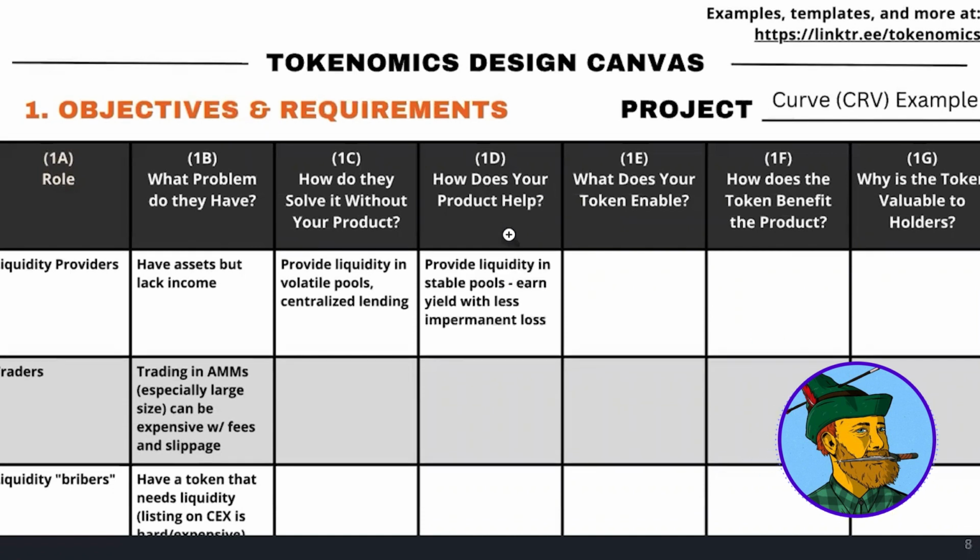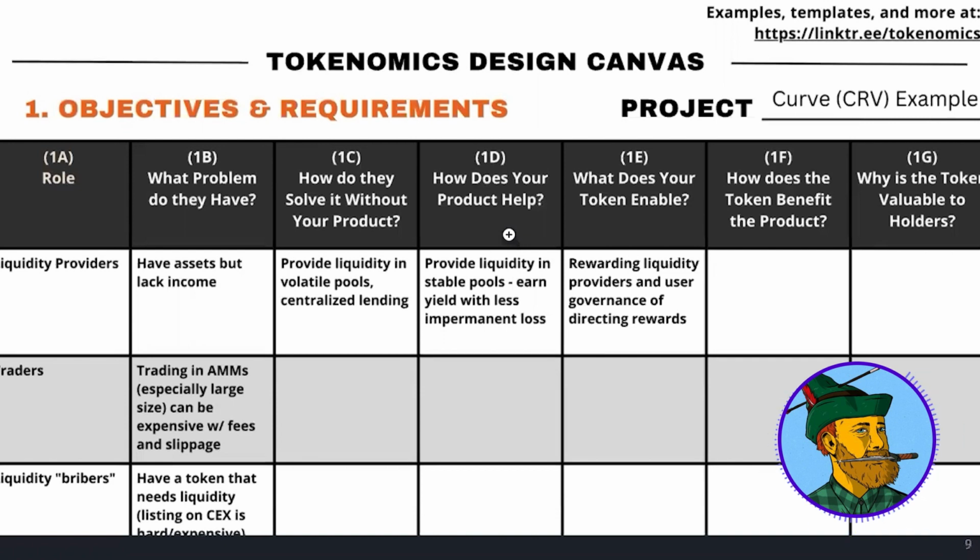Column D. Well, Curve, although they've moved a bit away from this more recently, when it first started, Curve was only for stable pools. So things like different stable coins in the same pool, right? Wrapped Bitcoin and Bitcoin. So there's not volatility between the assets. And so people can provide liquidity in stable pools and earn yield, but with less impermanent loss because the prices of each asset in these pools is not moving as much. And in this case, the CRV token enables rewarding liquidity providers and allowing user governance of directing those rewards, choosing where those rewards are routed.